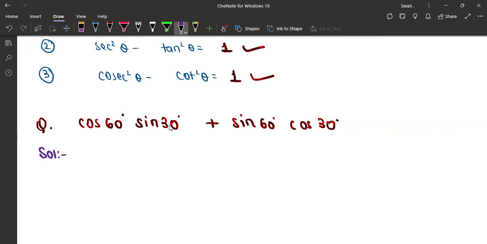Cos 60 will be 1 upon 2. Cos 60 is 1 upon 2 times sin 30, which will be 1 upon 2. Very good. Plus sin 60 will be root 3 upon 2. Correct. Cos 30 into, will be root 3 upon 2. Next step.